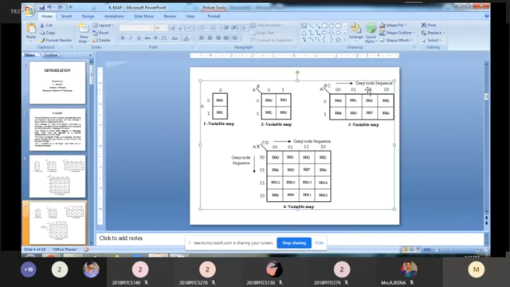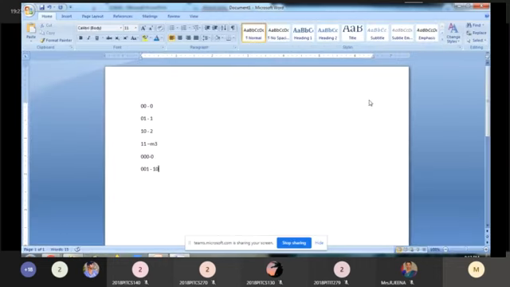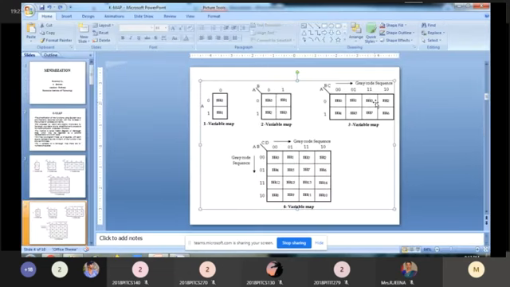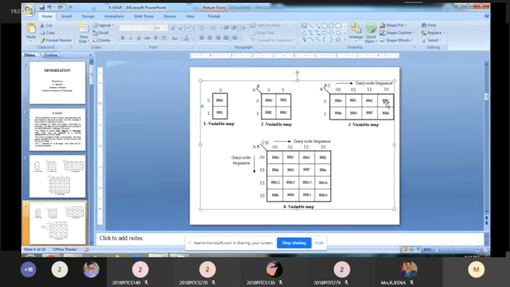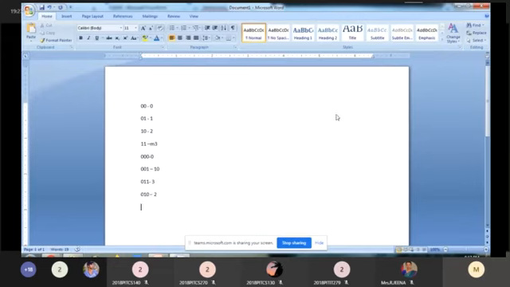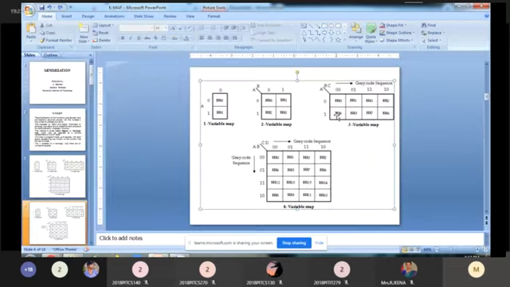Then 0 1 1. What is the value for 0 1 1? 3, right? So we put 3. Then what is the value for 0 1 0? The value is 2. So here 2. Then what is the value for 1 0 0? Value is 4. So here M4.